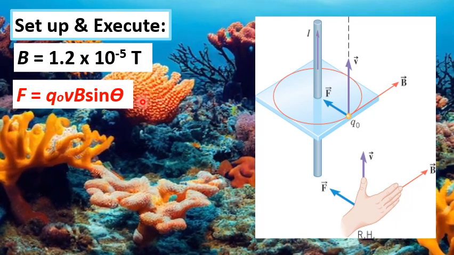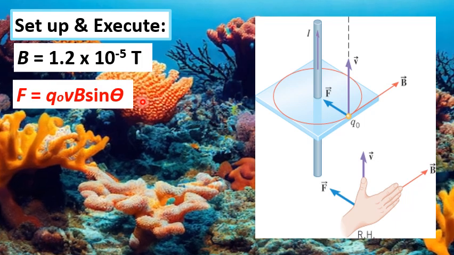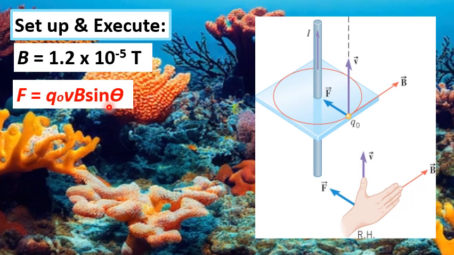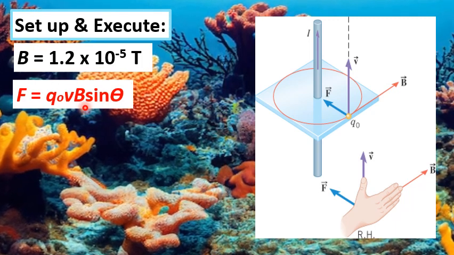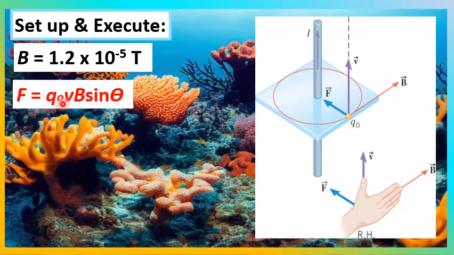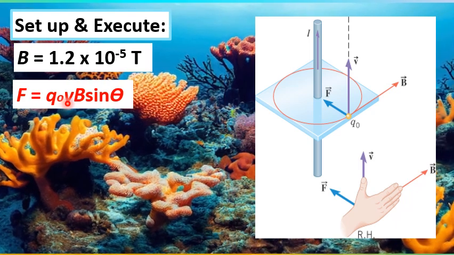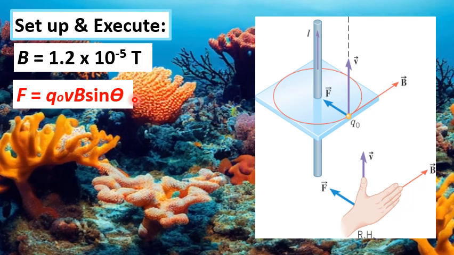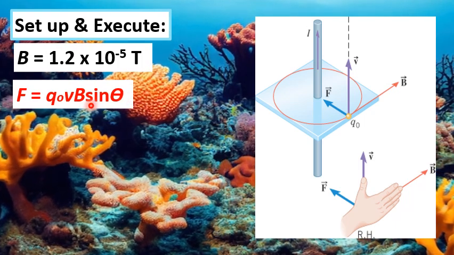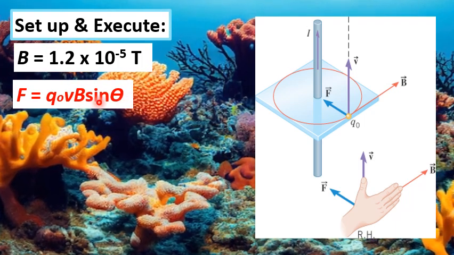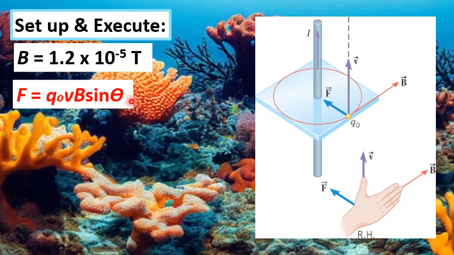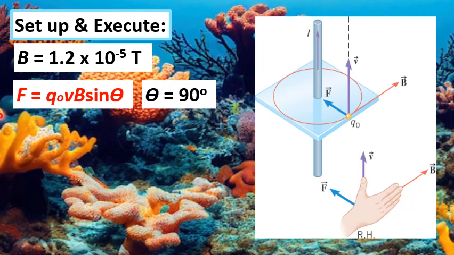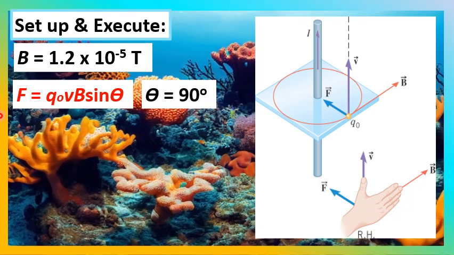So we said earlier that the velocity vector v and the magnetic field vector capital B are perpendicular to each other, so they form an angle that is equal to theta of 90 degrees.